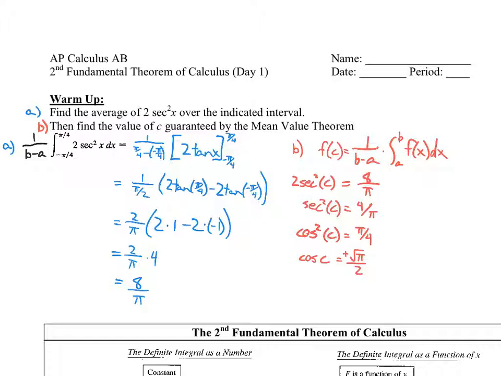So what quadrants am I dealing with if I'm going from negative pi over 4 to pi over 4? 1 and 4. I'm in the 1 and 4. Cosine is positive in both of those, right? So I actually don't need the negative square root of pi over 2. Okay?